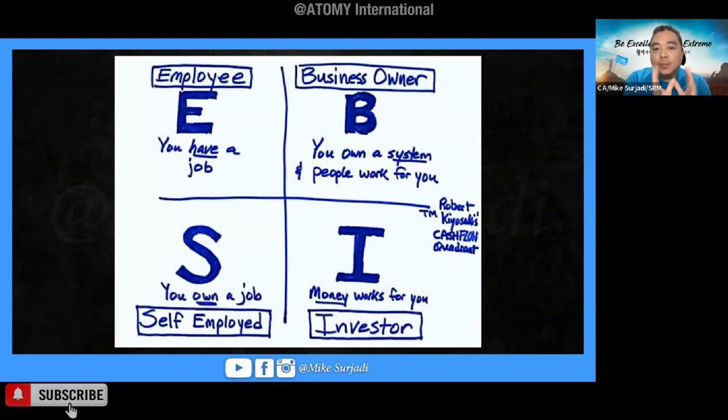But the most common mistake is people trying to switch from the left quadrant here, E and S, right away to the investor side. That is the most common mistake that we all make. Because once you are an employee or self-employed, you don't have expendable income. What does it mean? If you lost your income in a day, would it affect your daily life? If it does, it's not expendable, right?